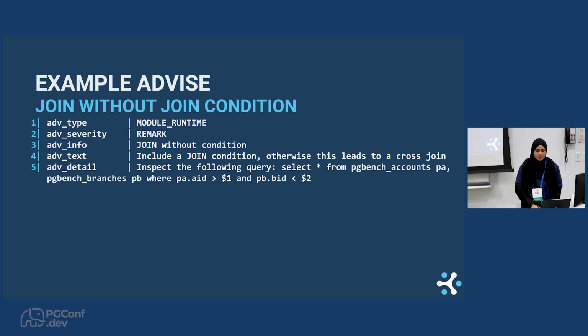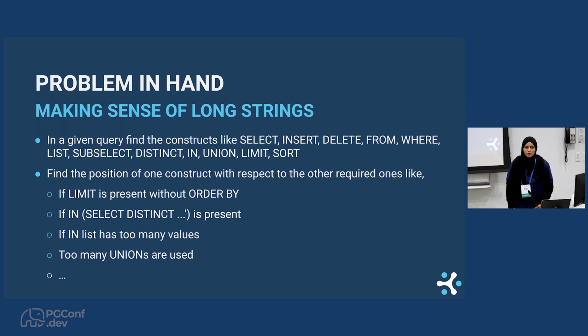And this is the example for join without join condition. It specifically checks if there is no join condition, not just if there is no where clause or something, so it's also not very dumb. I mean, it's kind of a junior DBA. It's a starting point, so that all these low-hanging fruits can be easily handled.